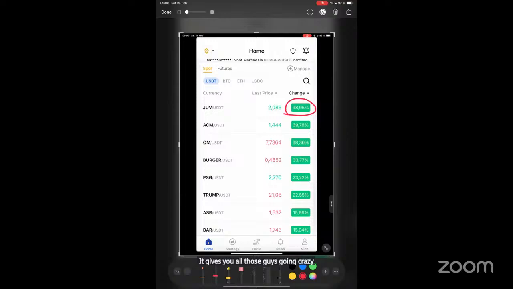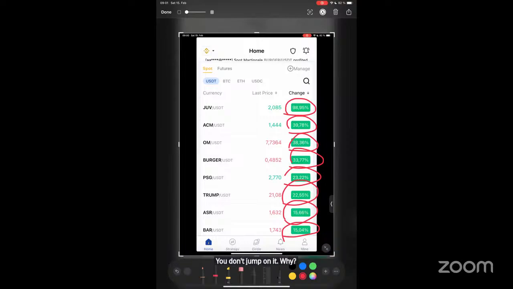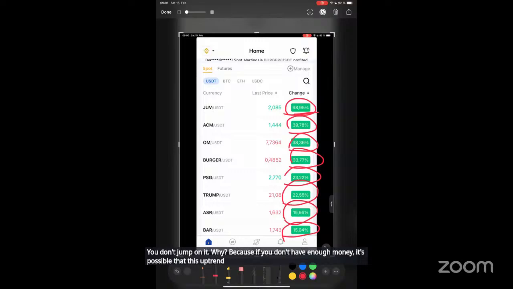Then if I tap on the down arrow, it gives you the coin that is doing well. Now, if you don't have enough capital as a trader, you don't jump on coins that are doing well. Why? Because if you don't have enough money, it's possible that this uptrend will start to go down.